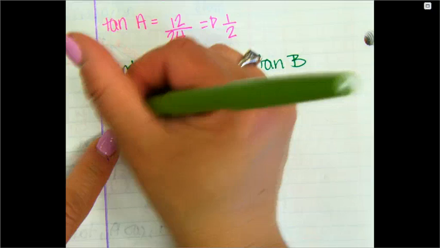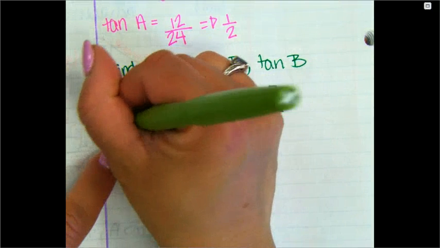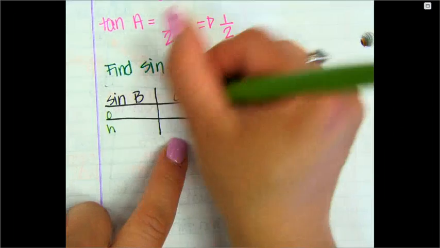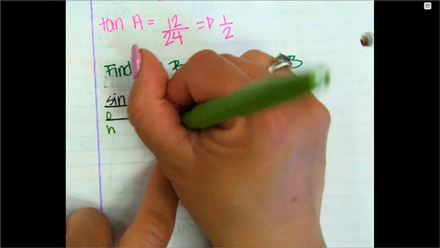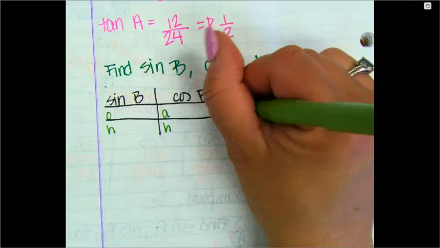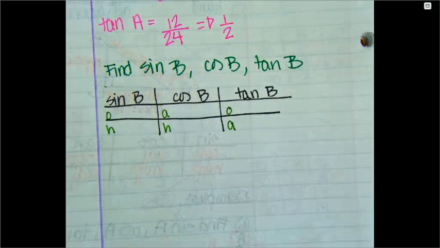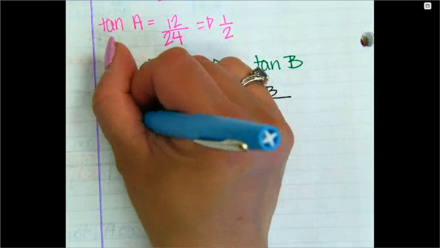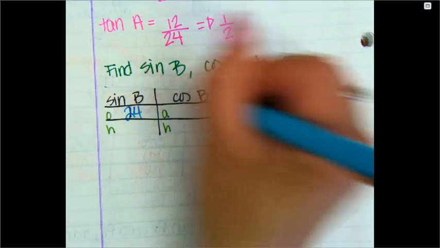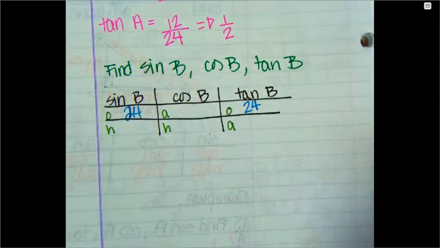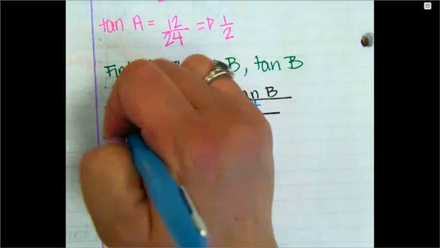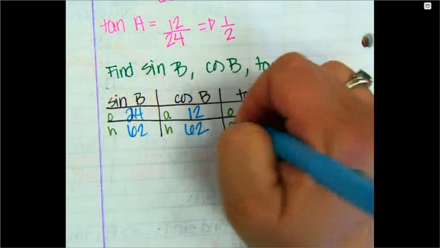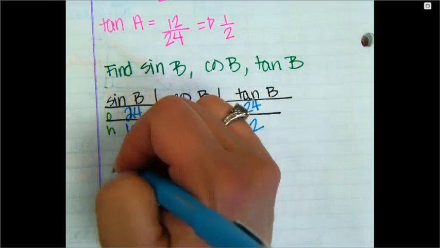Sine is opposite over hypotenuse. Cosine is adjacent over hypotenuse. And tangent is opposite over adjacent. Good. Now you can give me the numbers. So B, opposite is what? 24. Opposite is 24, sorry. I got to fill it all in. And then hypotenuse is what? 62. And adjacent is 12. Good? All right, so let's reduce it.